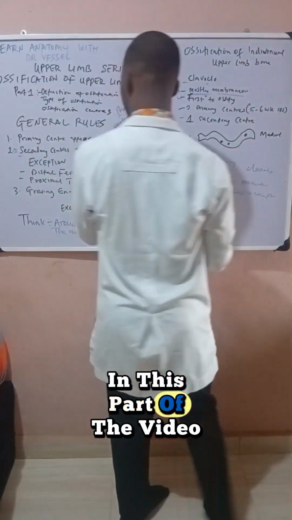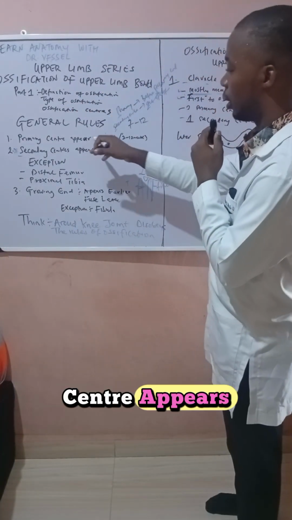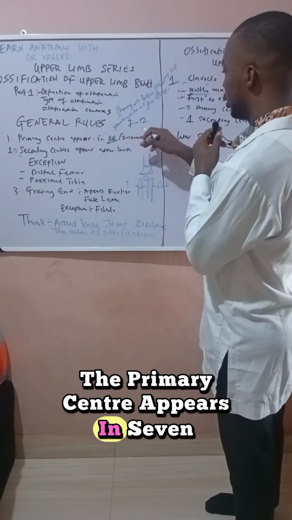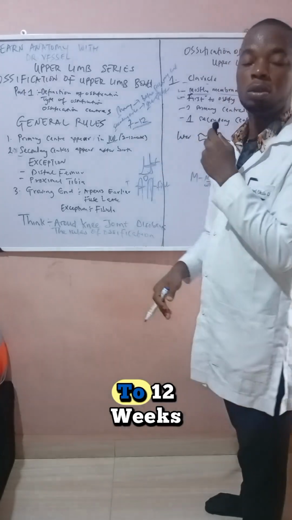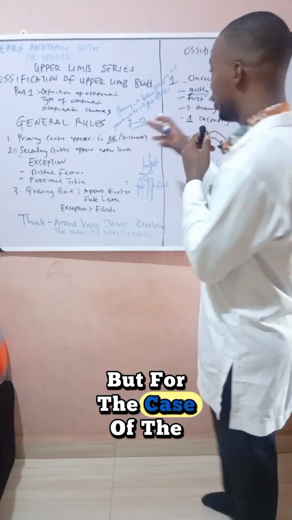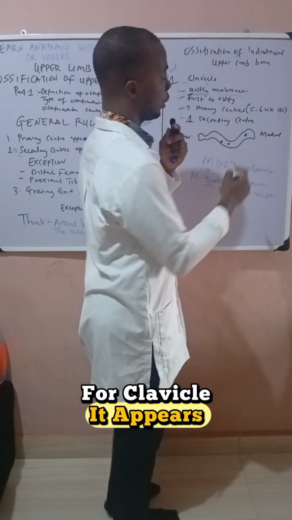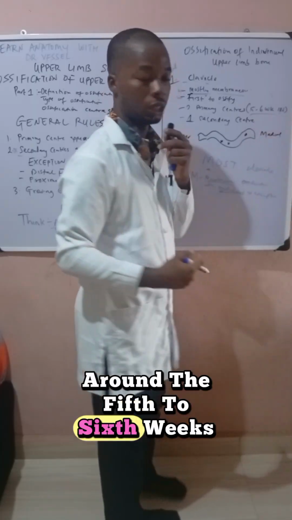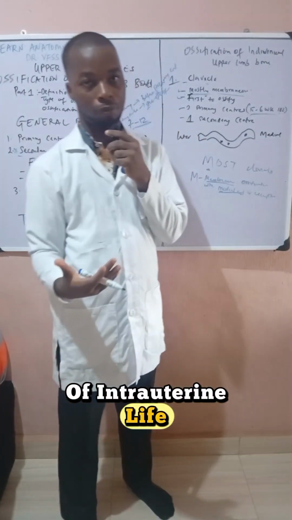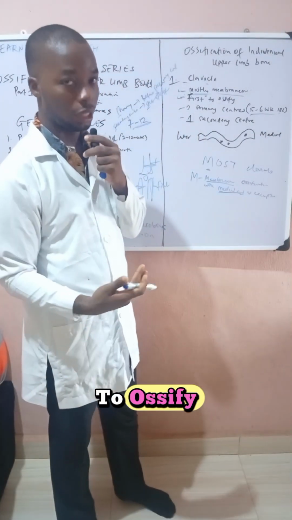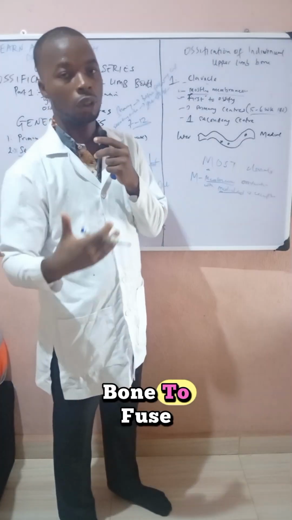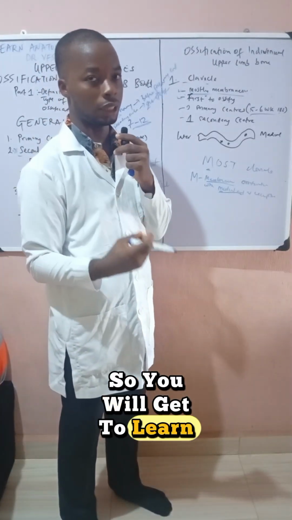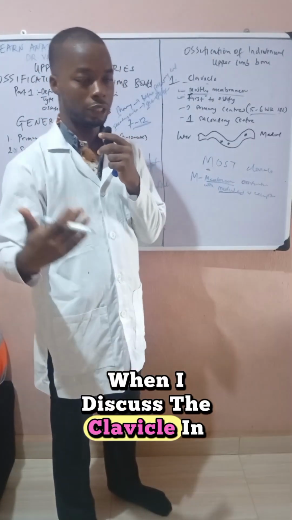In this part of the video, I told you that the primary center appears in 7 to 12 weeks. But in the case of the clavicle, it appears around the 5th to 6th weeks of intrauterine life. So it is the first bone to ossify, and it is also the last bone to fuse. You will get to learn this when I discuss the clavicle in detail.